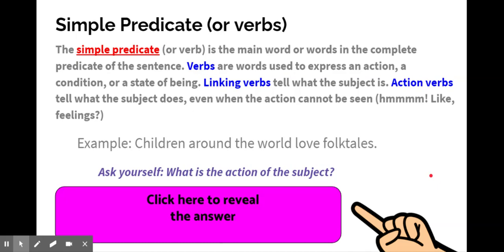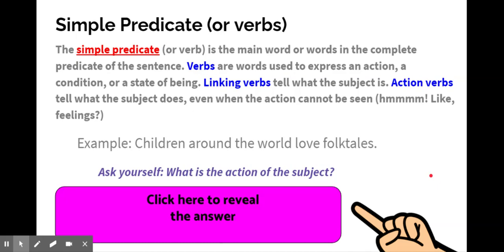And then linking verbs, those are the words that are like, this isn't very important, like is or in or at. These teeny tiny little baby words, they don't seem very important, but they are. They're some sort of action, some sort of condition or a state of being of the other words. And then action verbs, those are probably the words that you're the most familiar with. Running, jumping, hopping, skipping, orbiting, those kind of words. They tell what the subject does, even when the action cannot be seen. Like feelings? Okay, so keep that in mind.